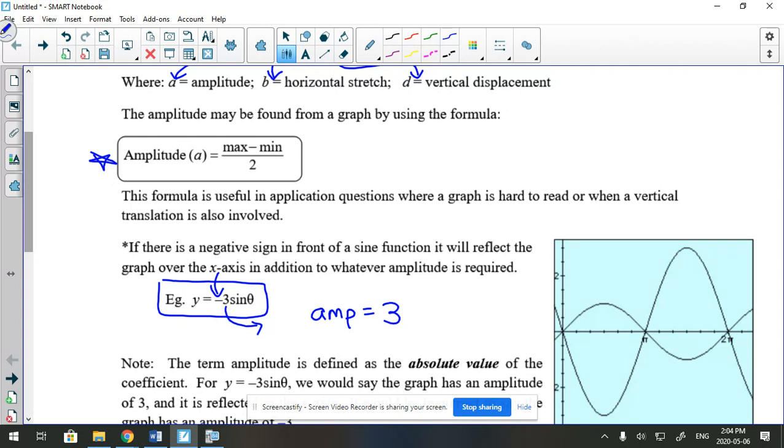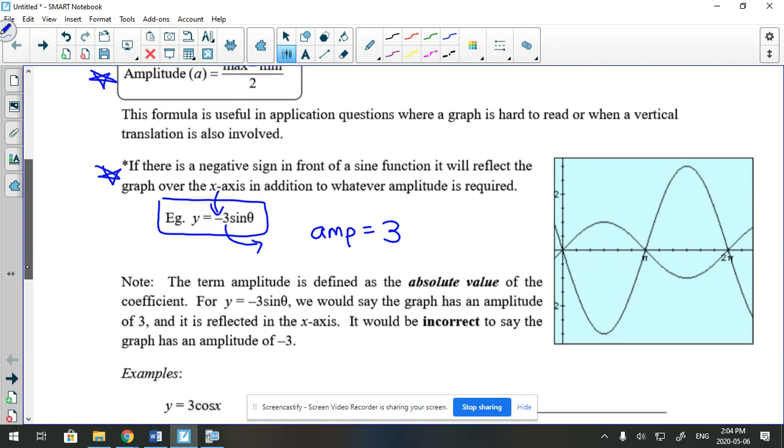So instead of your sine curve going up first and then down and then up again, it's going to go down first and then up and then down again. It's just going to be like a mirror on your x-axis and flipped down. So keep that in mind with the negative. We might throw one or two of those in there just to test you with that.